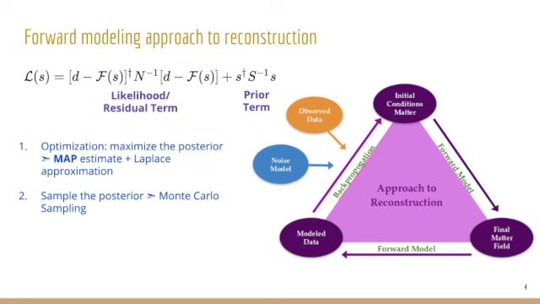Now, what you can do after this is you have two choices. Either you can take the optimization route, where you maximize the posterior of the initial conditions to get a MAP estimate plus do a Laplace approximation to get the errors, or you can go the sampling route, in which you run a Monte Carlo or some other sampling algorithm to get samples of the initial conditions given such a posterior.